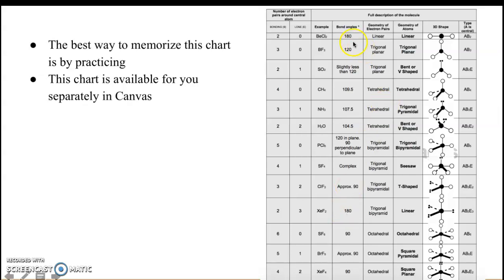It's pretty crucial to know that 180 degrees goes with linear, 120 degrees goes with trigonal planar, 109.5 goes with tetrahedral, bent shape is 104.5, and so on and so forth. But these top four right here, I would say, are the most crucial to know. They're the most likely to come up. With that being said, I can't say that these won't show up on the AP. It's just that they tend to lean towards the ones at the top of this diagram.